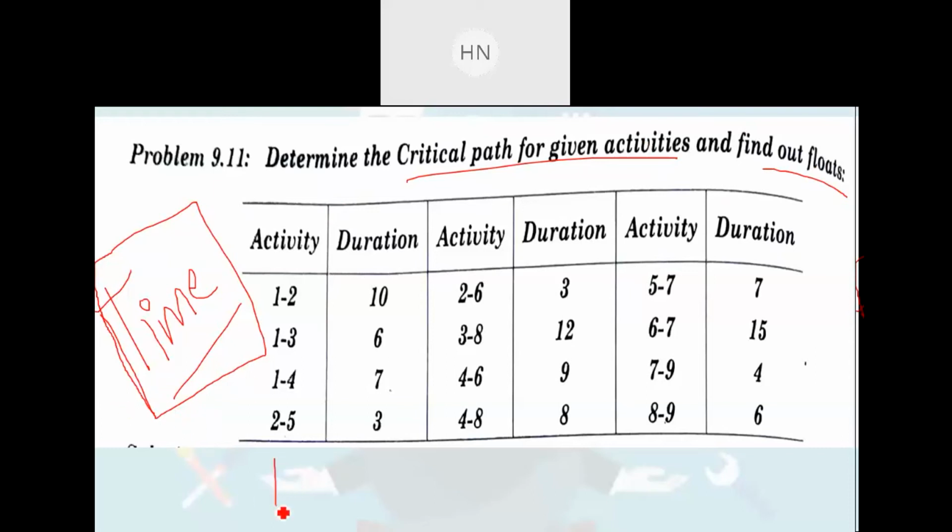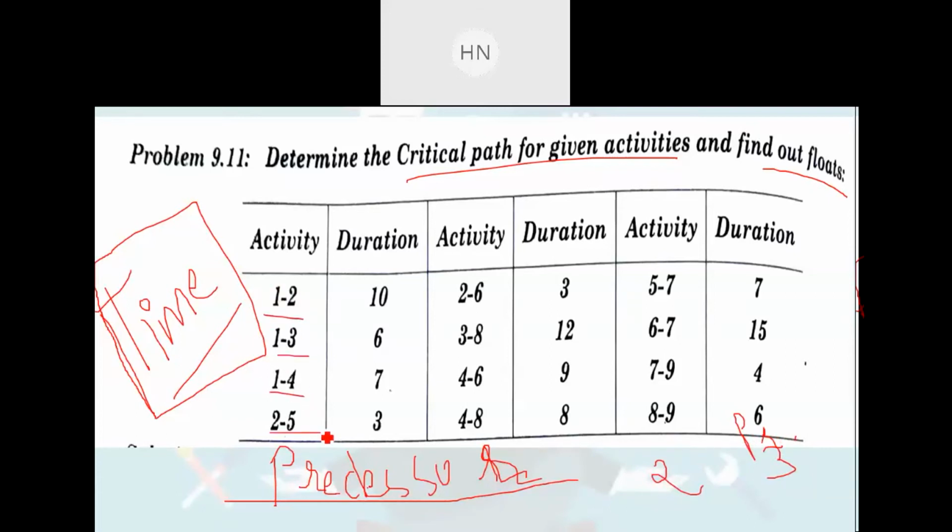Again, let me remind you here that no predecessor activity relation is given, right? Here it is not given that before activity 2 to 3 must be completed. So in that manner this data is not given in terms of predecessor activity. Here you are directly given the activity names like 1 to 2, 1 to 3, 1 to 4, 2 to 5, 2 to 6, 3 to 8, 4 to 6, and likewise, so that you will be able to identify the relationship between the activities and you will be developing the network, right?